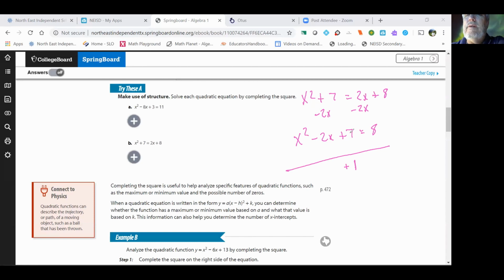In order to make a 7 a positive 1, I have to subtract 6 from both sides. And I go ahead and drop everything down. It's x squared minus 2x plus 1 is equal to 8 minus 6, which is 2. This perfect square trinomial becomes the binomial squared of x minus 1 squared equals 2. Take the square root of both sides. It becomes x minus 1 equals plus or minus the square root of 2. And then I add 1 to both sides. X is equal to 1 plus or minus the square root of 2.